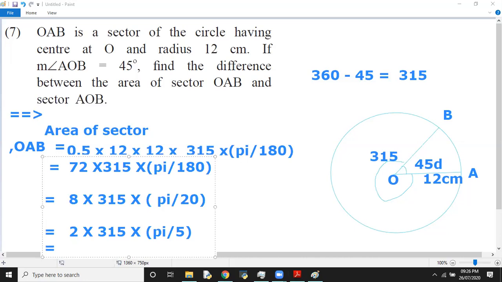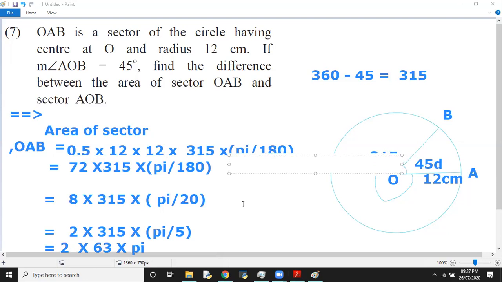Okay, now 2 into this is 315. 5 1 ja 5. 5 6 ja 30. Okay, remaining 15. 5 3 ja 15, right? And into pi. Okay, just do the calculation. You will get the answer of area of sector OAB. Very good. Okay. Then 2 into 63 means how much?